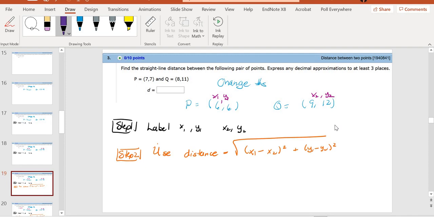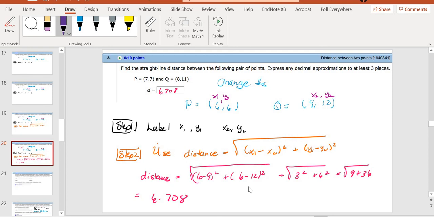And then I put them into the distance formula, which is x1 minus x2 quantity squared plus y1 minus y2 quantity squared. So if I plug those into the distance formula, I was told here to express as a decimal approximation at least 3 places. I get 6.708 with my changed numbers.